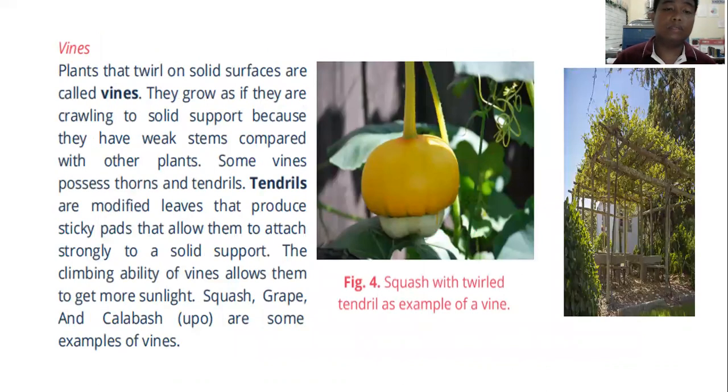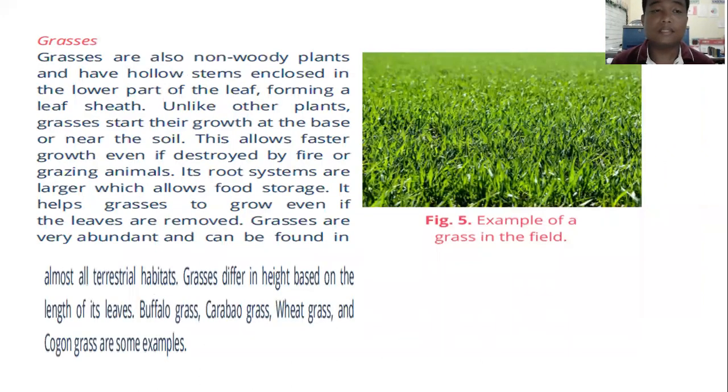Okay, vines. We know that plants that twirl on a solid surface are called vines. These vines are like calabash or upo, squash, grape. They need wood, something where they can climb. Maybe you have seen plantations of calabash, or upo, and other plants that climb. Okay, now we are at grasses.